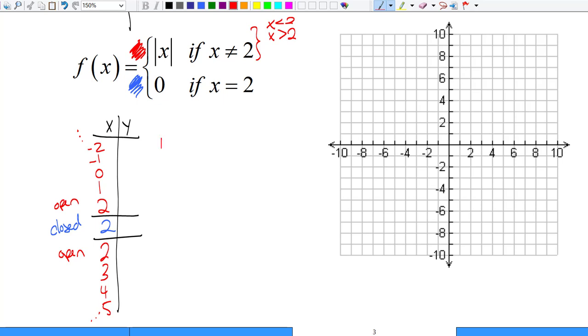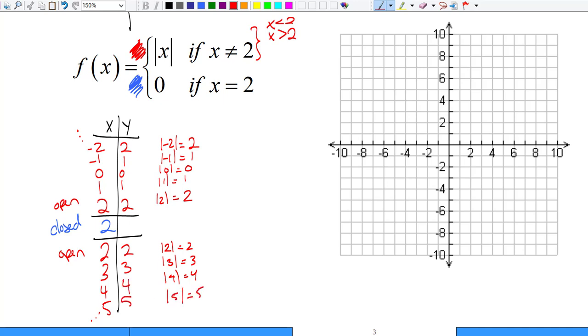Alright, let's go ahead and plug this in. Absolute value means make the inside positive, or distance from 0. So the absolute value of -2 is 2, the absolute value of -1 is 1, the absolute value of 0 is 0, the absolute value of 1 is 1, and the absolute value of 2 is 2. Let's keep going down to the red. The absolute value of 2 is 2, the absolute value of 3 is 3, the absolute value of 4 is 4, and the absolute value of 5 is 5. In the blue, we have if x is equal to 2, then the answer is 0.